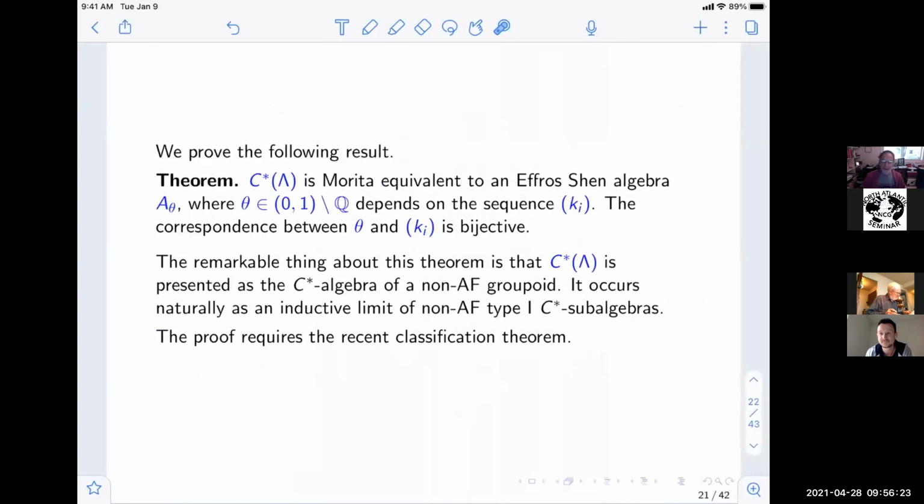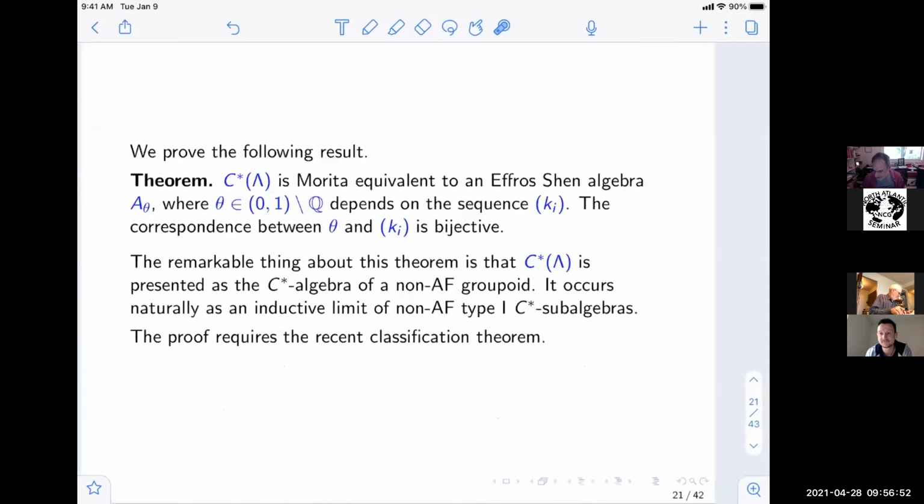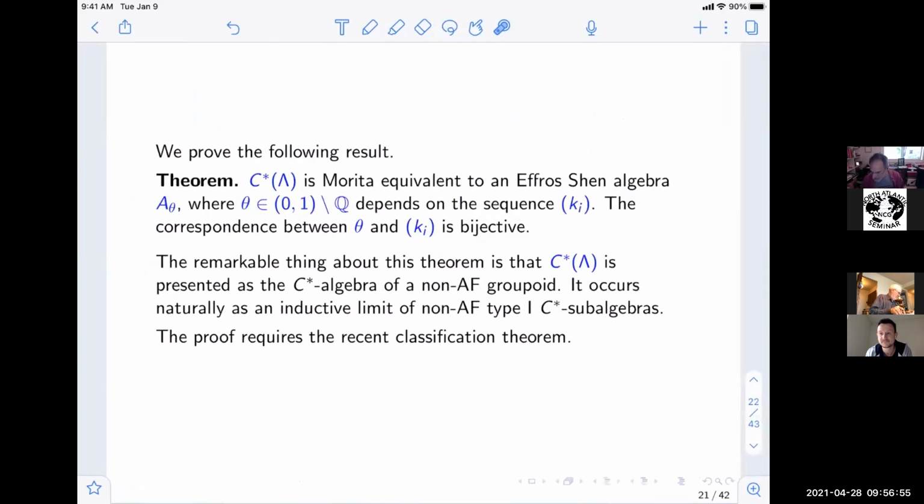Okay, so now let me just tell you what the conclusion of our whole business is, the following theorem. The C-star algebra of this example is actually Morita equivalent to a continued fraction AF algebra, an Effros-Shen algebra, for some irrational number in the unit interval. And of course, this whole thing depends upon the sequence K1, K2, K3 that tells you how many edges you put between successive vertices. And so it's really a bijective correspondence between the irrational number and that sequence.